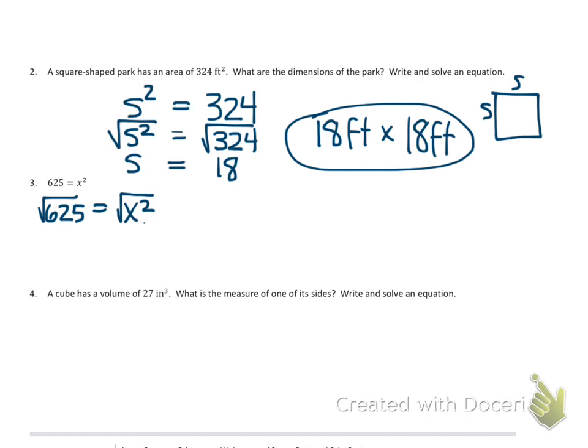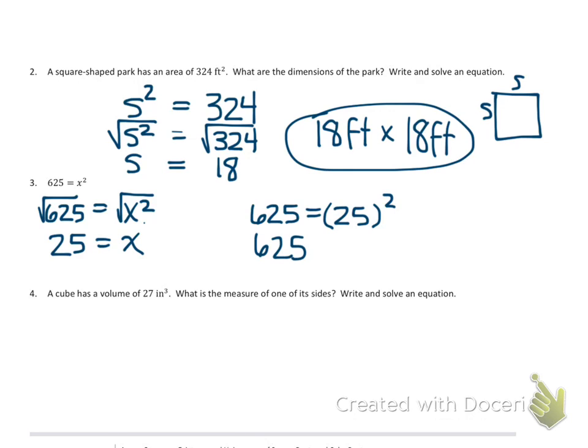Square root of 625 is 25, I believe, isn't it? And the square root of x squared is x. So x equals 25 is the solution to that, and I can check it by putting it in here. 625 is equal to 25 squared, and it does.